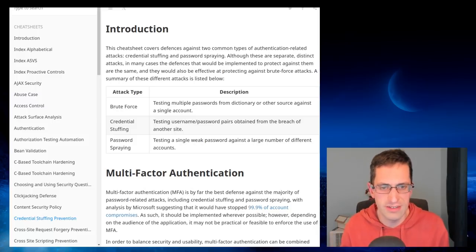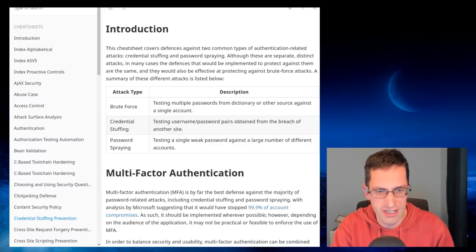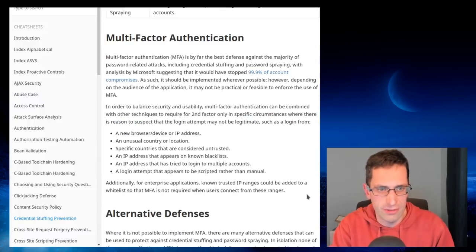Credential stuffing I've just talked about: that is username and password pairs obtained from historical breaches. And password spraying is testing a single weak password against a large number of different accounts, because we already know what the top 25 passwords are going to be: 123456, password, as well as all the other options listed. So odds are people have taken one of those weak passwords. Multi-factor authentication, if MFA is offered by a website, then that is an extremely reliable way of preventing credential stuffing attacks. Although it's not offered on every single website, Microsoft has suggested it would stop 99.9% of account compromises.